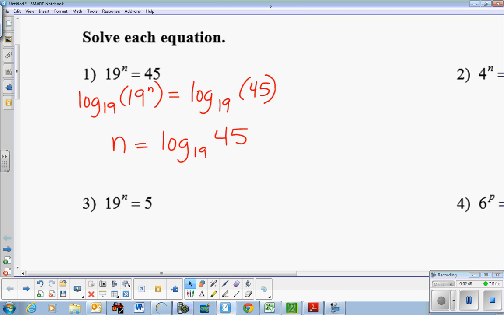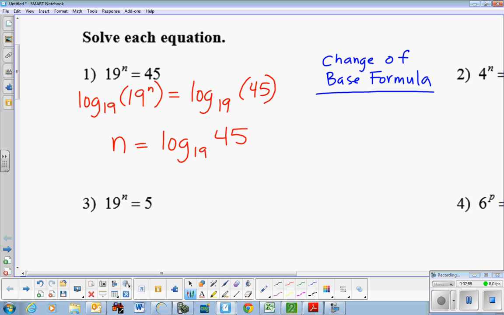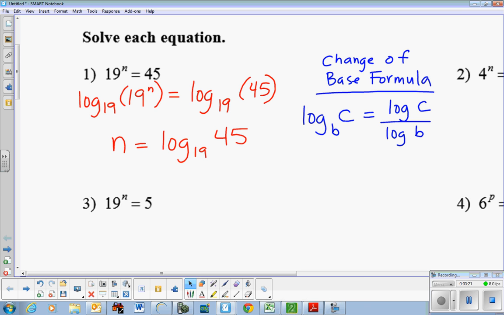So what are we going to do about this? We're going to use what's called the change of base formula. This is just a fast way to show how to do log base 19 of 45. It looks like this. Log base b of c equals log c over log b. This will work for any base, but this is assuming the understood 10.